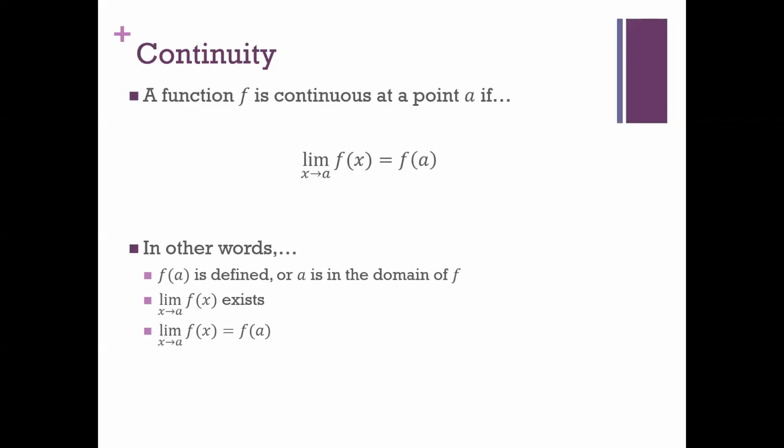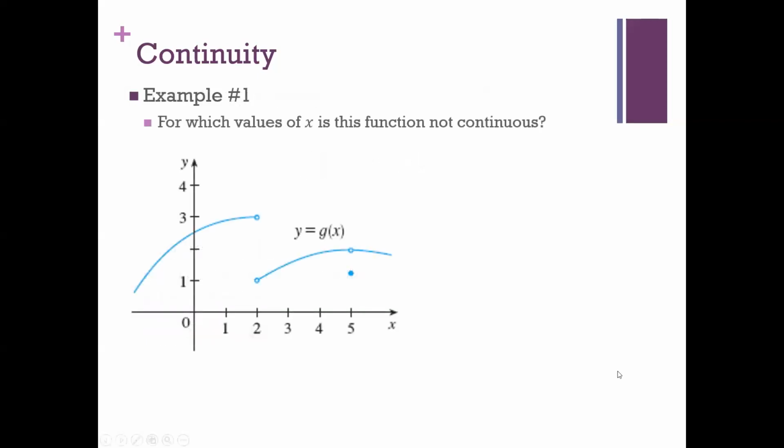All right. So let's look at an example here. This is a function we've seen before, but let's apply those definitions here. So given this graph of g, I want to know all those values of x where this function is not continuous. Go ahead. Why is it discontinuous at x equals 2?